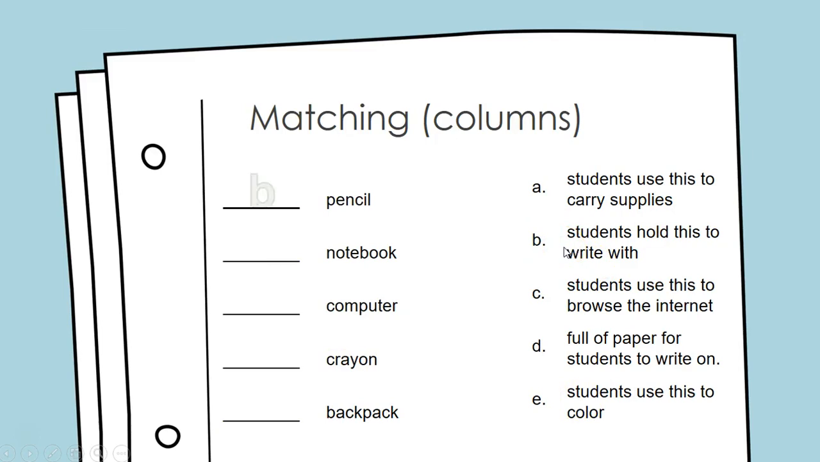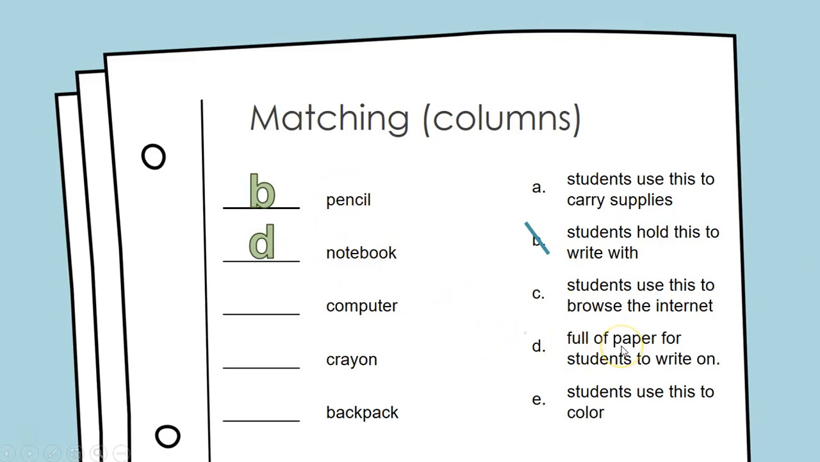So we know that we can put the letter B here. That goes with this definition. Students hold this to write with in this blank. So it's almost like a fill in the blank on top of matching. And then a good trick so you have to read less next time is to cross out the letter that you just used. So you know I don't use this definition anymore. So we did the next one for you. Notebook, letter D. So we'll move down.